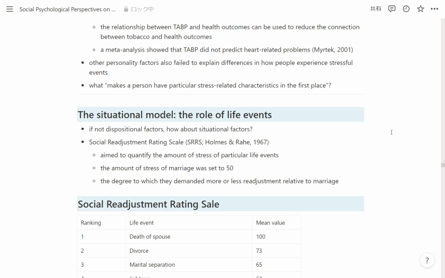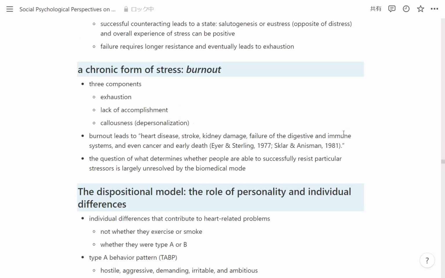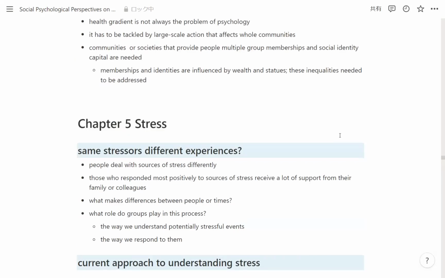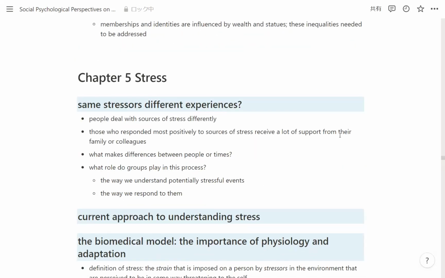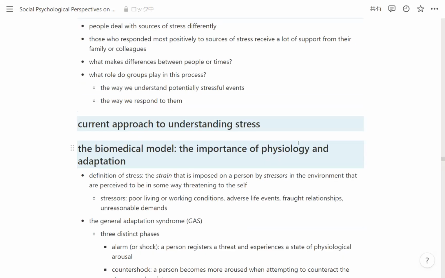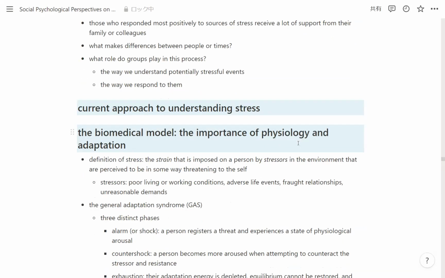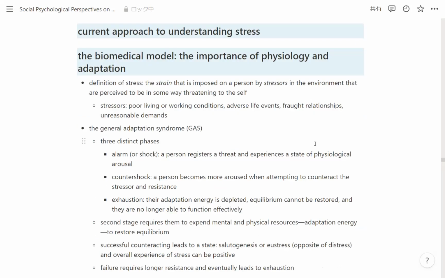So, in the previous class, we started chapter 5, and then we talked about how people may experience stress differently. And I first talked about the biomedical model. And in this model, people go through three stages when they encounter stresses.